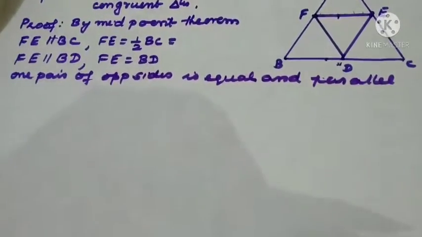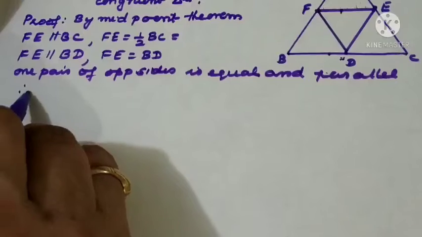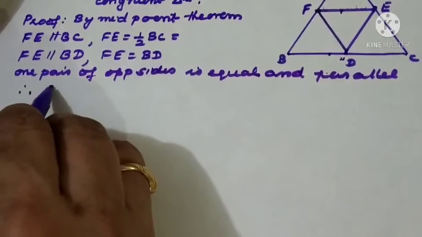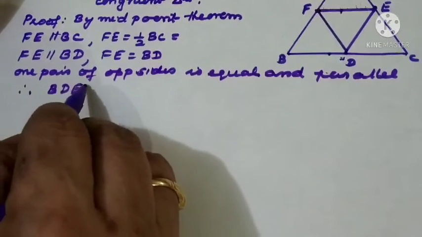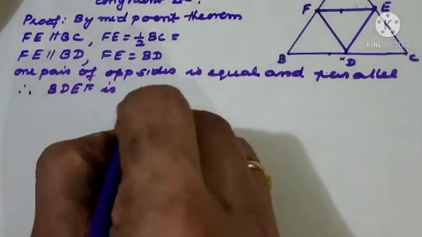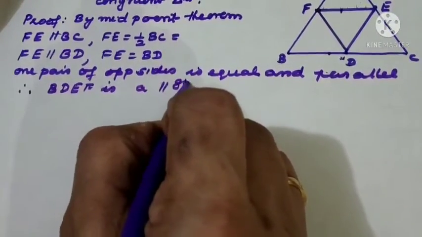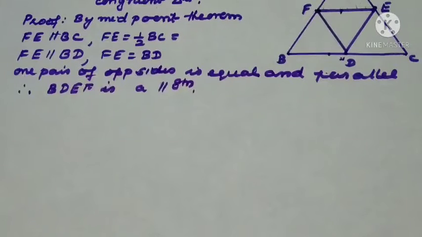Therefore, BDEF is a parallelogram. Now we have learned that the diagonals of the parallelogram divide it into two congruent triangles. We have to prove that to four congruent triangles only, right?